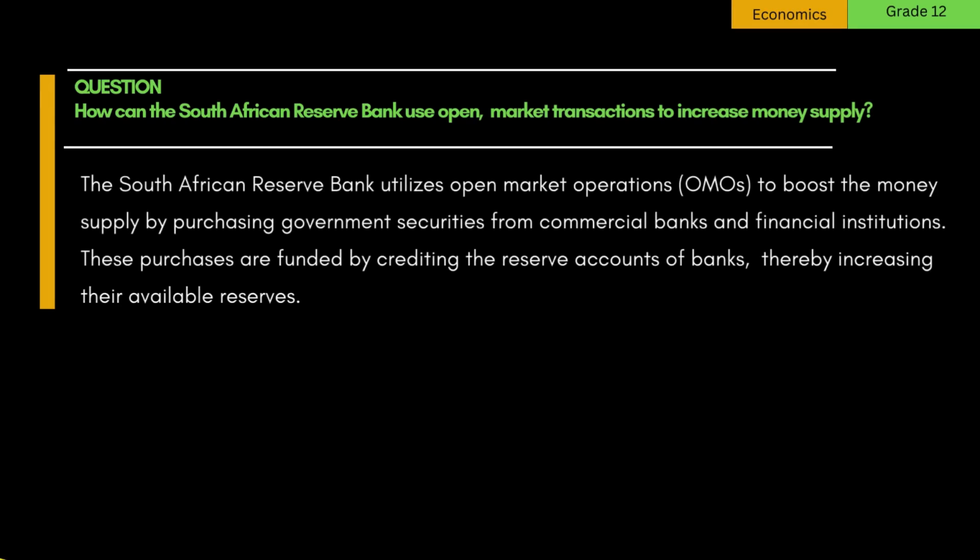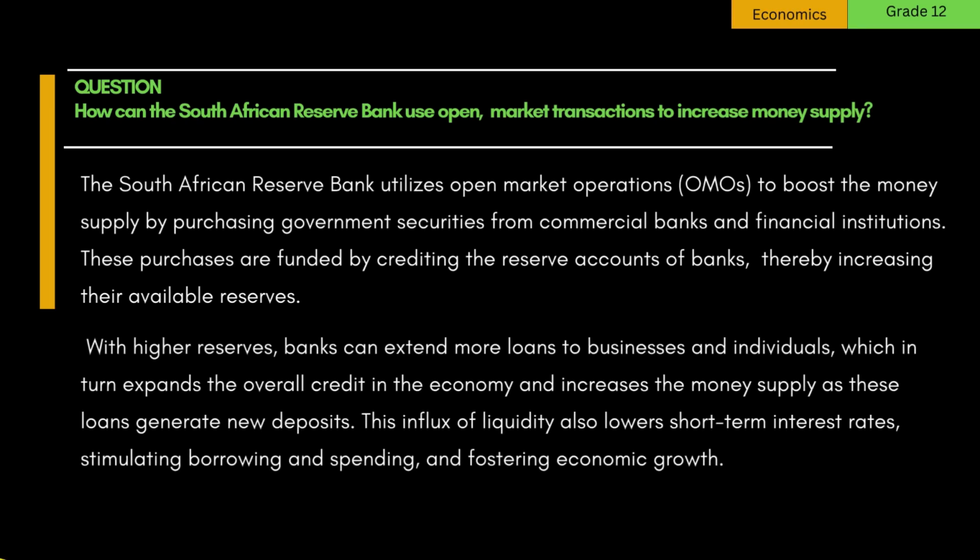The South African Reserve Bank utilizes open market operations, OMOs, to boost the money supply by purchasing government securities from commercial banks and financial institutions. These purchases are funded by crediting the reserve accounts of banks, thereby increasing their available reserves. With higher reserves, banks can extend more loans to businesses and individuals, which in turn expands the overall credit in the economy and increases the money supply as these loans generate new deposits. This influx of liquidity also lowers short-term interest rates, stimulating borrowing and spending, and fostering economic growth.